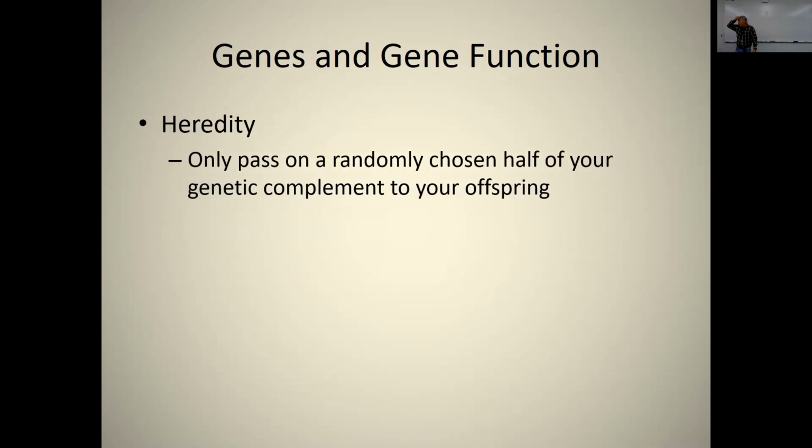Okay, heredity. You only pass on a randomly chosen half of your genetic complement to your offspring in sexual reproduction. In Mendel's first law of segregation, the alleles, he called them factors, are segregated out by the parents in a process called meiosis. And you make gametes that only have half the number of chromosomes as the normal diploid number of 46.